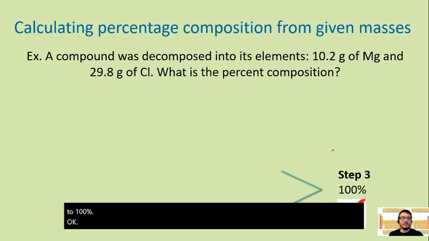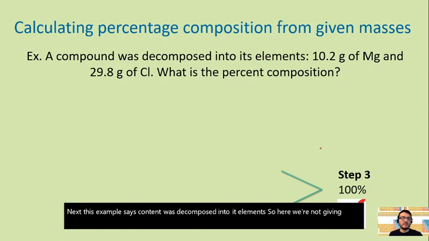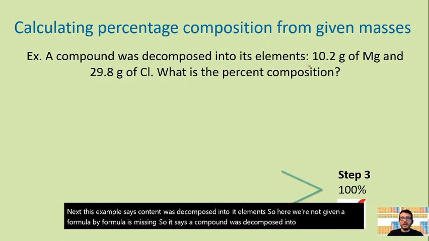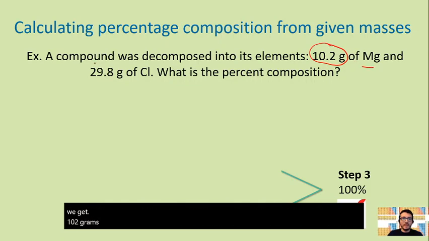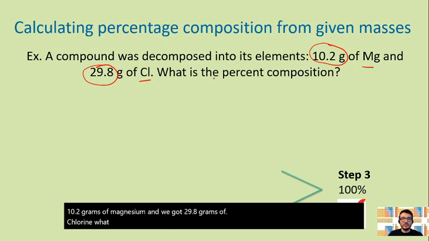Okay, next, this example says, a compound was decomposed into its elements. So here we're not given a formula. Our formula is missing. It says a compound was decomposed into its elements, and we get 10.2 grams of magnesium, and we get 29.8 grams of chlorine. What is the percent composition?